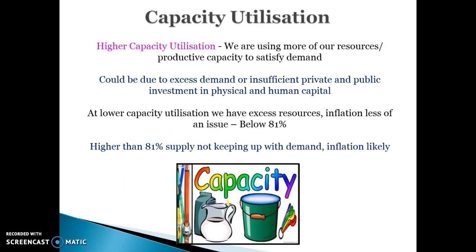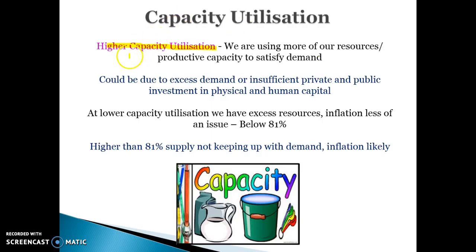So capacity utilization can have an impact on our growth rates. High capacity utilization means we're using more of our resources. So basically we're nearly reaching our productive capacity if we have high capacity utilization. We're using most of our available labour and capital resources. This is generally due to excess demand, but it can also be due to an insufficient level of private and public investment, which basically means that we don't have the investment in physical capital, and therefore we don't have the infrastructure to meet our demand at that point in time.